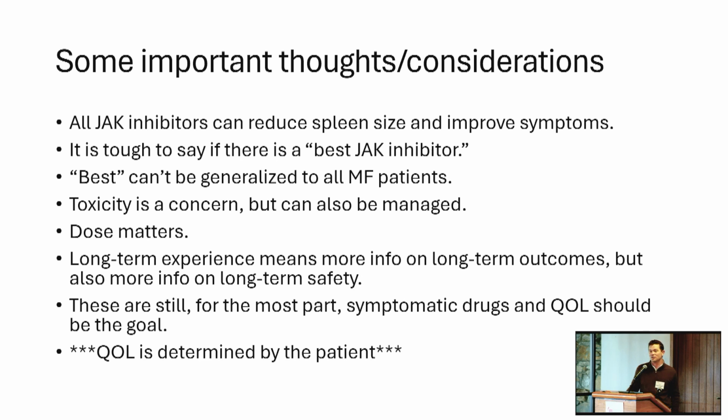So we know about long-term safety profile with Rux. Unfortunately, we just don't have a lot of data on long-term safety profiles with the others because they were only recently approved. So these are still, for the most part, symptomatic drugs. Quality of life should be the goal. Certainly we have survival data with ruxolitinib, which I think is very encouraging, but that survival data probably comes from an improvement in quality of life.